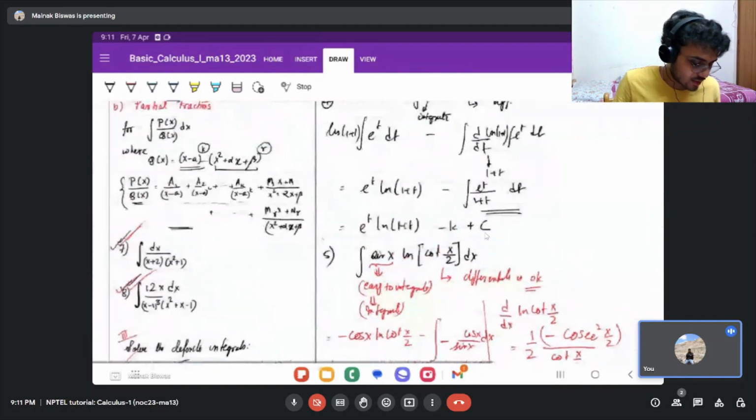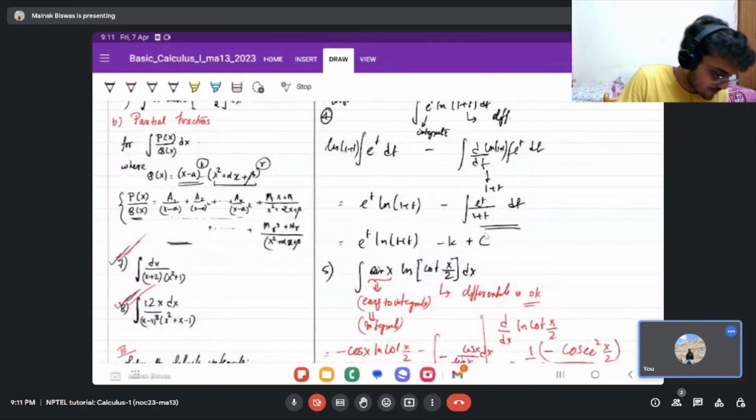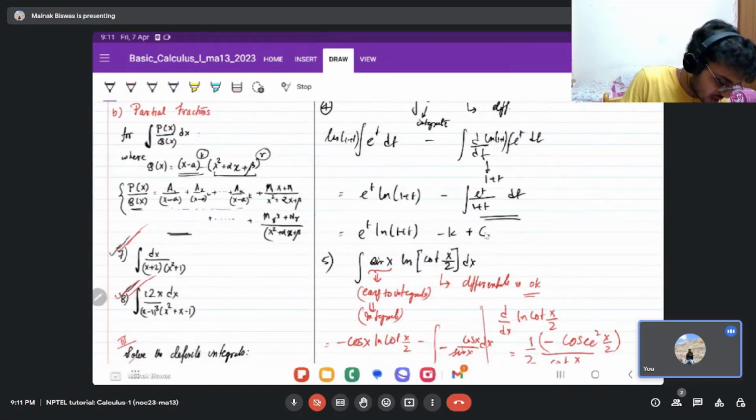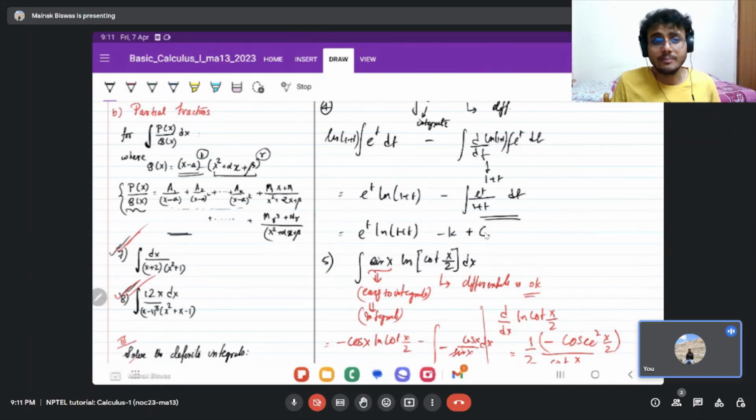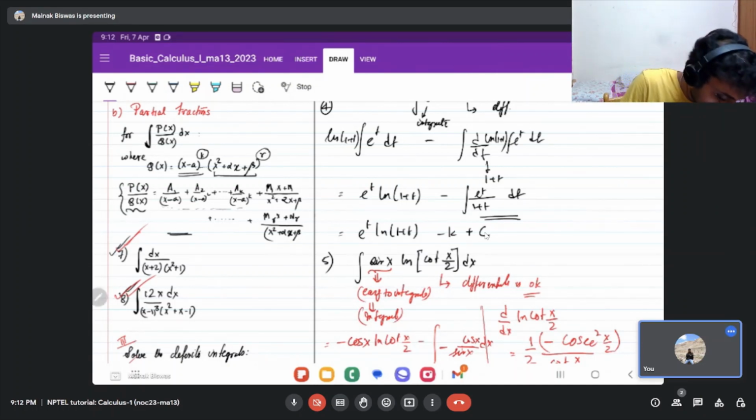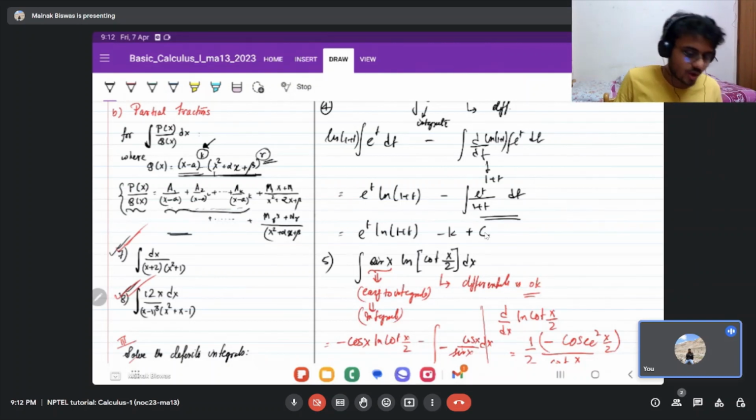The next part that we'll be solving is partial fractions. Partial fractions are when you have a fraction written in the form of p by q, you can break it up into multiple fractions if q is a product of multiple factors. So for example, if it's a linear polynomial with degree k, you can have k factors. If it's an r degree quadratic, you can have r factors, and so on.